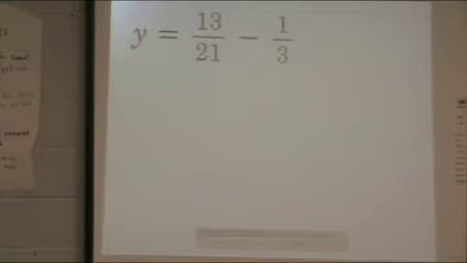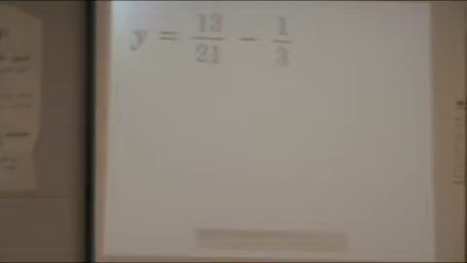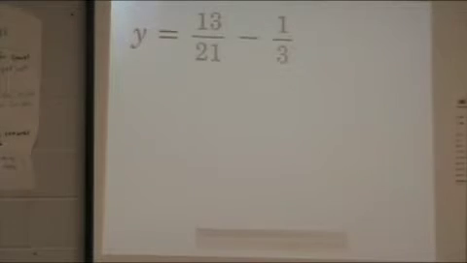Now, can I multiply 3 by anything to make it the same as the other one? That's right. 3 times 7 will give me 21, won't it? Okay? But now since I multiplied the bottom times 7, what do I have to do at the top? The top by 7. Okay?